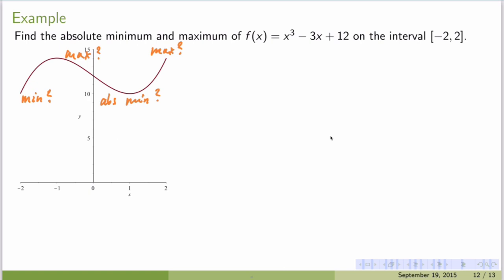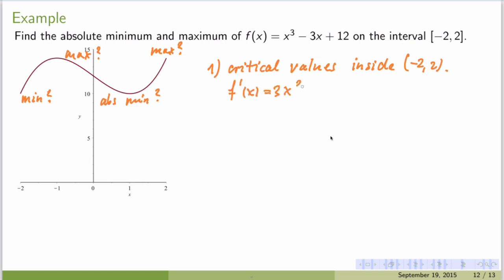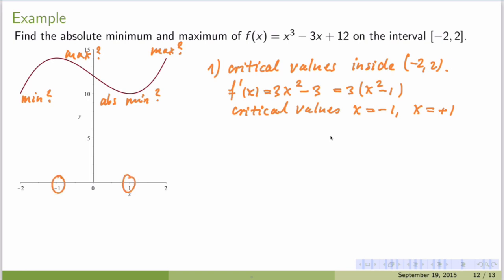So what was the method? Well, we first need the critical values inside the domain. So let's do that. We need to differentiate the function. f prime of x is 3x squared minus 3, which is also 3 times (x squared minus 1). At critical values this is equal to 0, so the critical values are plus and minus 1, which is right here and here. And you see in the graph, this is indeed where we have a local maximum at -1 and a local minimum at 1.